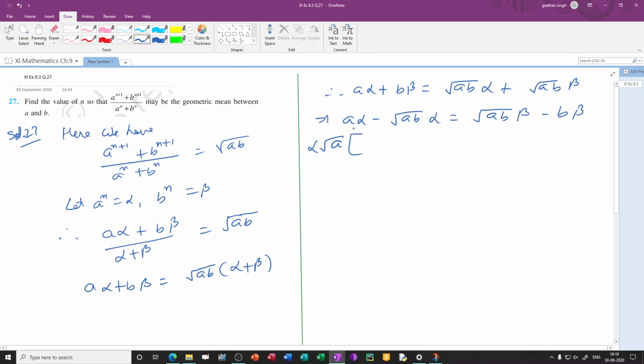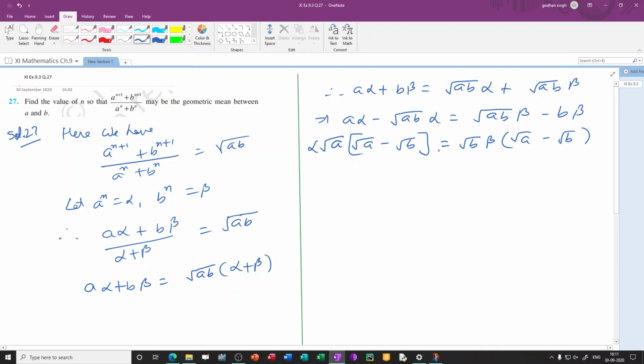So from here, in the first term, what will remain is root alpha minus, because from here we have taken root a and alpha, so the remaining will be root b. Equal to. Same way, from these two terms we can take out beta common as well as root b. So we will be getting here root b beta, and the remaining will be root a minus. And here we will be getting root b, because this can be written as root b into root b. So one root b is already here, so the remaining will be root b.